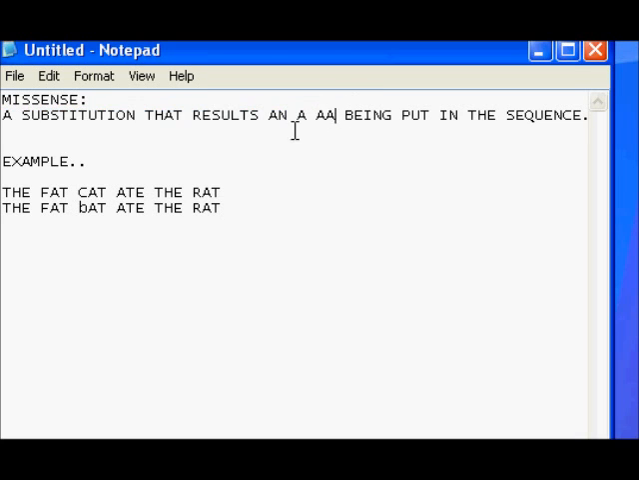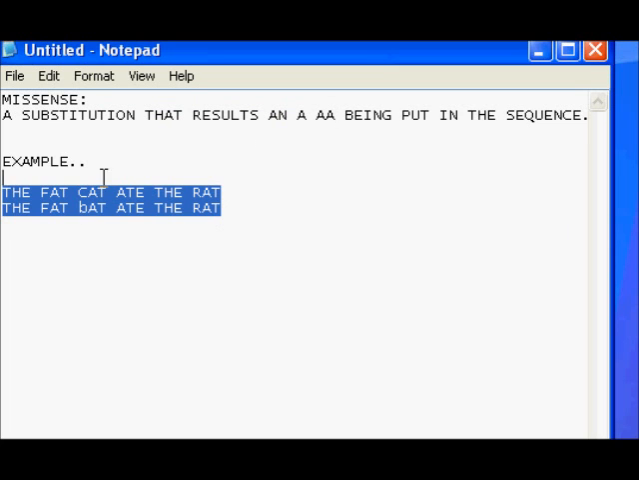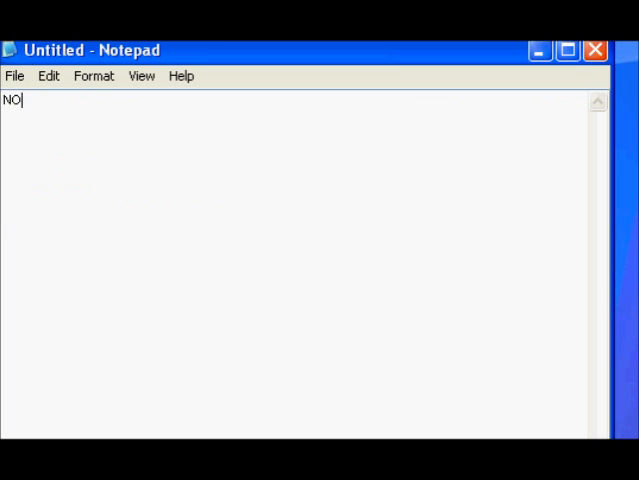So now we're gonna go on to nonsense. Nonsense is also a substitution, but this substitution is gonna result in a stop codon.